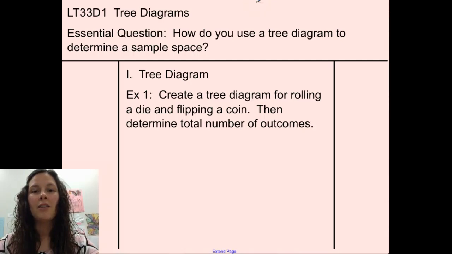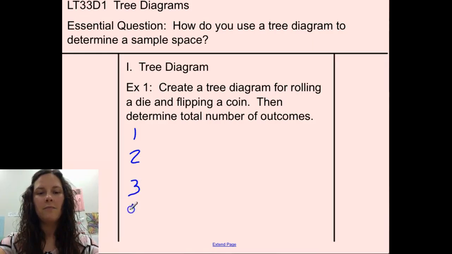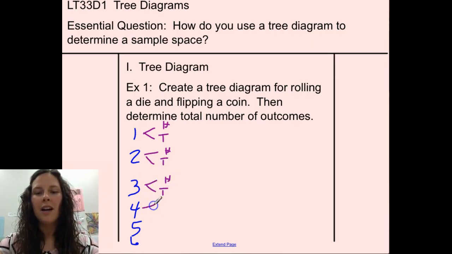Our first example, our events are rolling a die and flipping a coin, and then we will also count the total number of possible outcomes. So when you roll a die, there are 6 possible outcomes. You could get a 1 through 6 on the die. And then after you roll the die, you flip a coin. There are 2 possible outcomes on the coin, heads or tails. So branching off of each number will have heads or tails for the possible outcome on the die.